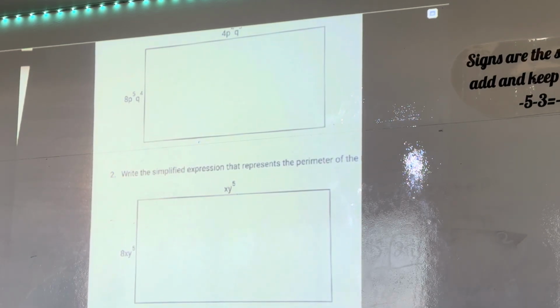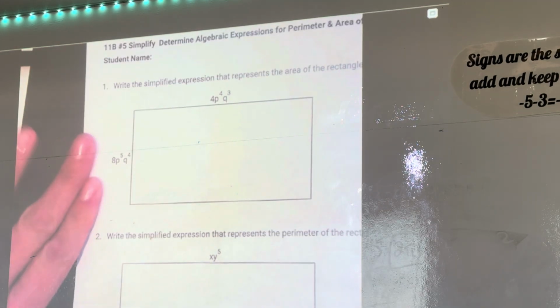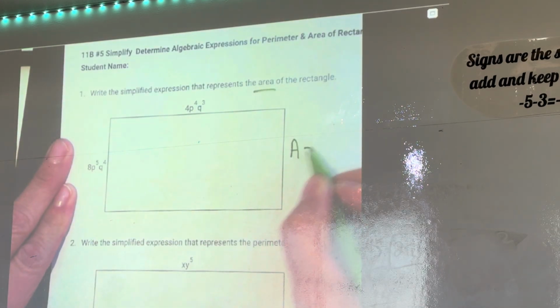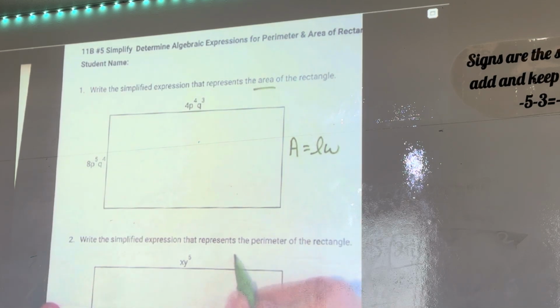So today we are finding the area and perimeter of figures. So how do you find area of a rectangle? What's the formula? Anybody? Area equals length times width. So we're going to multiply. And then the other formula that we need is perimeter. Perimeter equals twice the length plus twice the width.